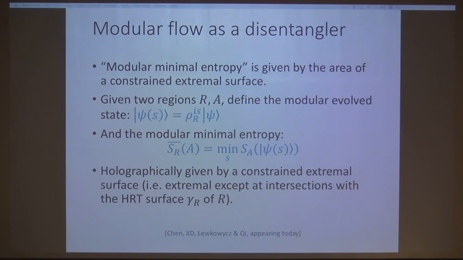This is holographically given by a constrained extremal surface. The surface is extremal except when it intersects with the HRT surface of R, where it can have a cusp. So this paper should be appearing now.